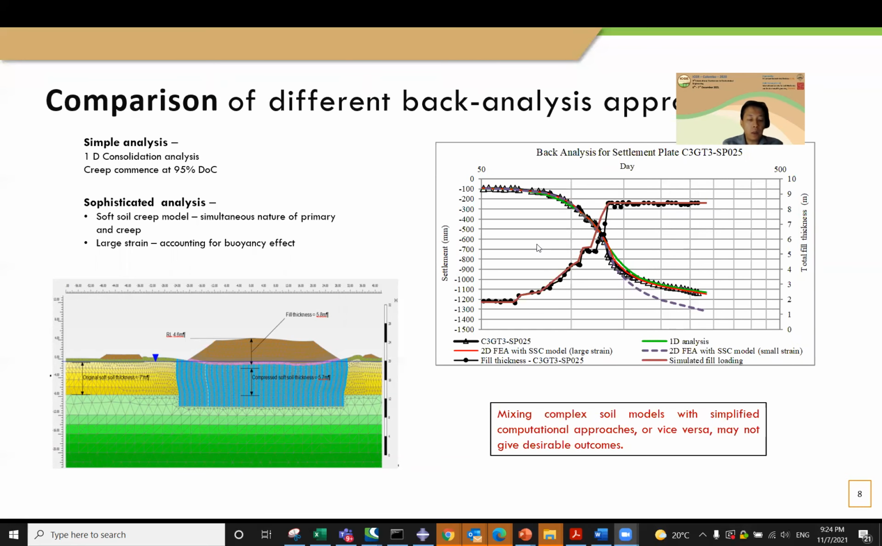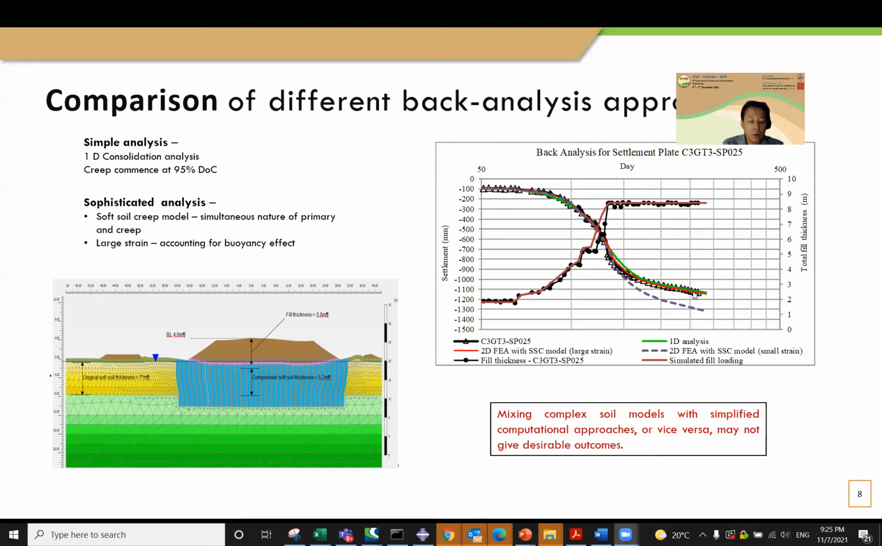On this slide, I'm presenting result of using different analytical method to fit the measured time settlement curve. Firstly, I did a simple 1D consolidation analysis, considering creep started at 95% of consolidation. And the result, as indicated by the green curve, fit very well with the measurements. Then I did a more sophisticated analysis, finite element analysis, using soft soil creep model with large strain computation that also considered the buoyancy effect. Now, the buoyancy is important because if the fill settled below groundwater, the load applied to the foundation soil is reduced because the effective stress is reduced. And the result is also excellent compared to the measurement as indicated by the red curve.